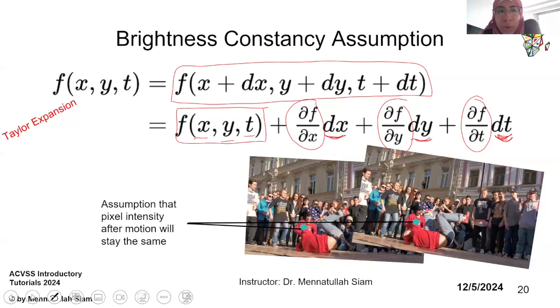Does anyone have any issue? I'm trying to approximate, like we're doing just the normal Taylor expansion that I showed you earlier. Does anyone have any issue so far? Everything is good?